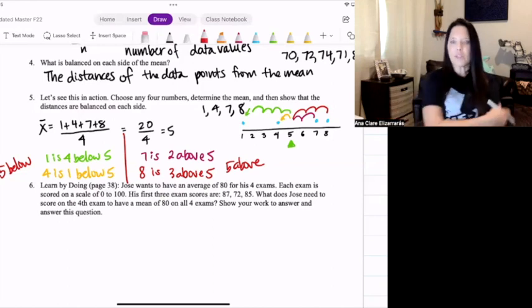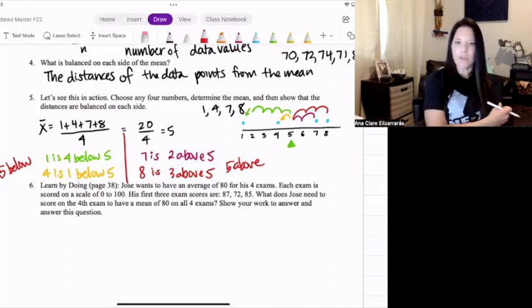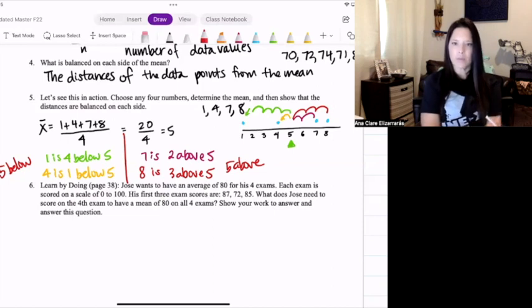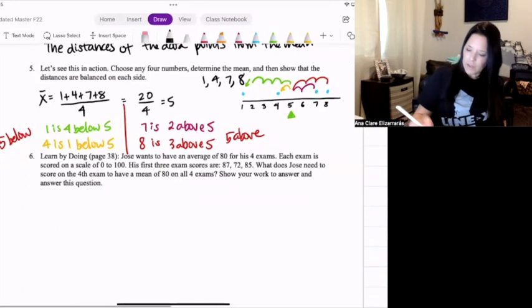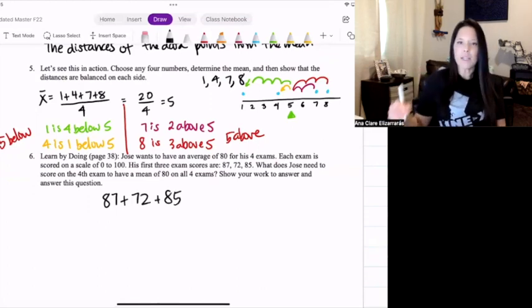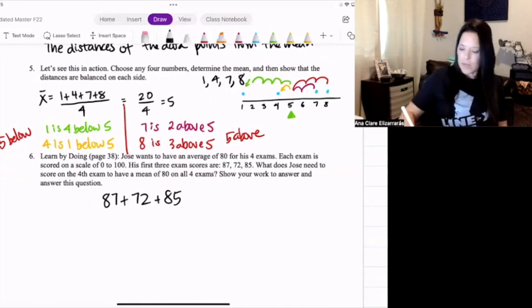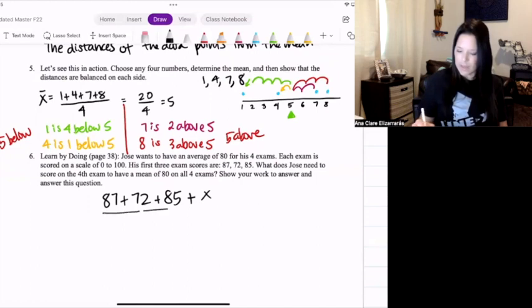Looking at the learn by doing on page 38, Jose wants to have an average of an 80 for his 4 exams. He has an exam that is scored from 0 to 100, and he's got scores for his first 3 exams. So what does he need to earn on that 4th exam in order to keep an average of 80? Let's think about how this is written. So he first has taken exams that were worth 87%, 72%, and 85%, but he hasn't taken his 4th exam yet. So he needs to figure out what score he needs to get on that 4th exam to get an average of 80.